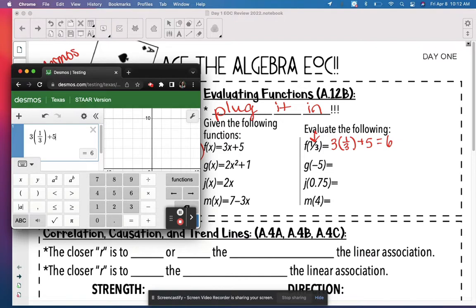We can do the same thing for the rest of these problems. You need to remember that whenever you're plugging in a number, use parentheses. If not, it could calculate the answer incorrectly. So I have 2 parentheses, negative 5, close parentheses, squared, plus 1. And we get 51.